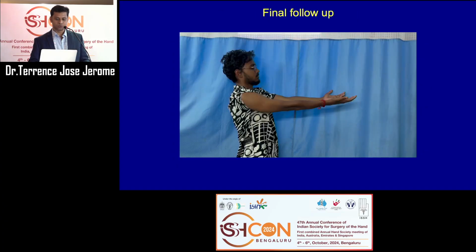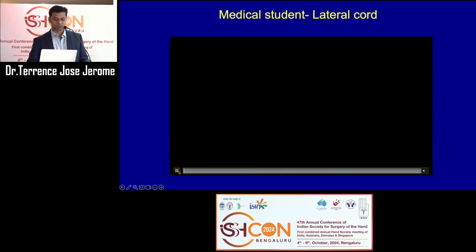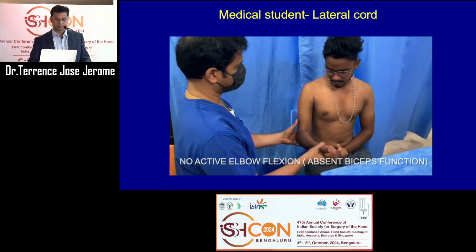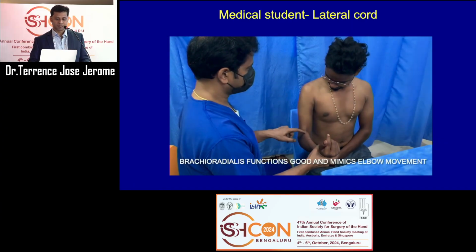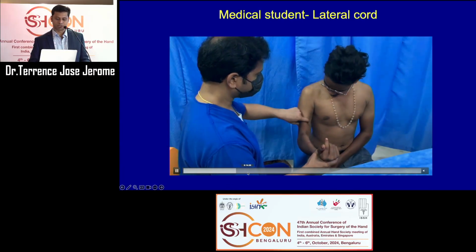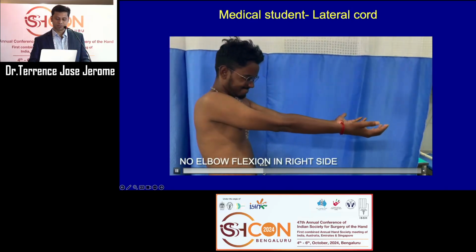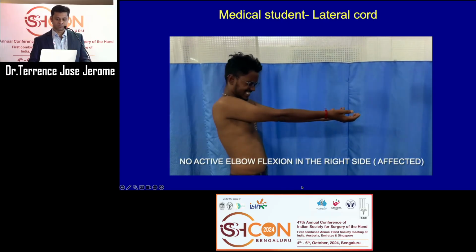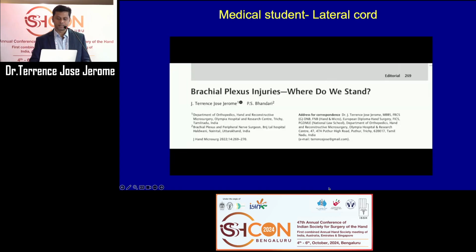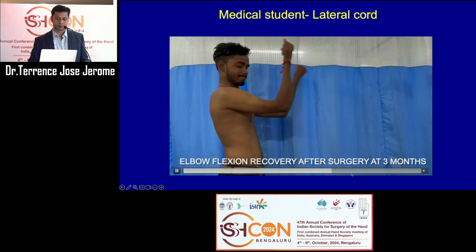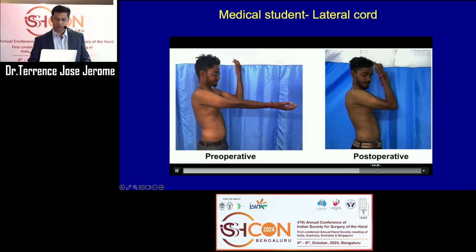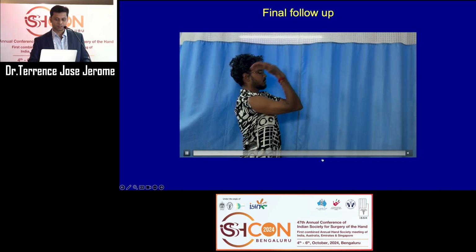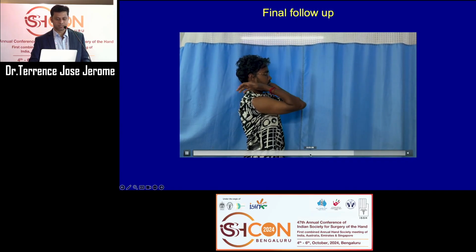Similarly, a medical student which I showed you, this was the presentation of this patient, where there was no elbow flexion at all, and the brachioradialis is working there. You can see this was the brachioradialis, no elbow flexion, and this was the movement before surgery. What we did was the Oberlin transfer there. In addition to that, in the forearm, we transferred the ECRB to the AIN and then hand function. At the final follow-up, this was the movement he sent from the medical college, and this was the follow-up movement. He had all the elbow flexion function, and he joined back the medical college.